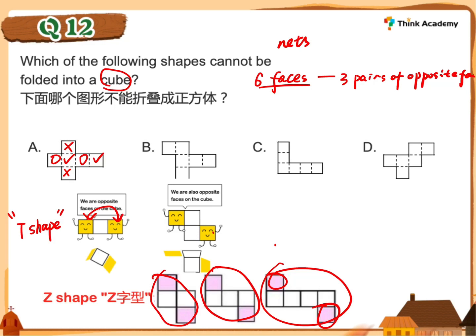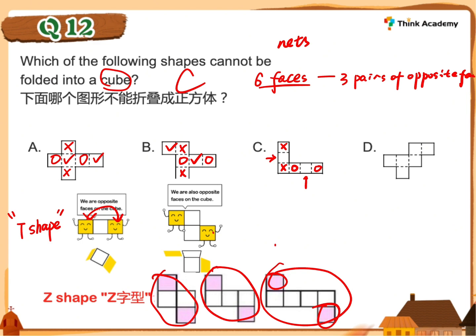And for B, you can find the T shape first. This one and this one, opposite faces. This one, opposite faces. This one, Z shape, opposite faces. Okay, so B is yes. And for C, T shape and T shape, but for this face and this face, actually they are not opposite faces, right? They are not the Z shape, so C is wrong. So the true answer is C. C cannot be folded into a cube.